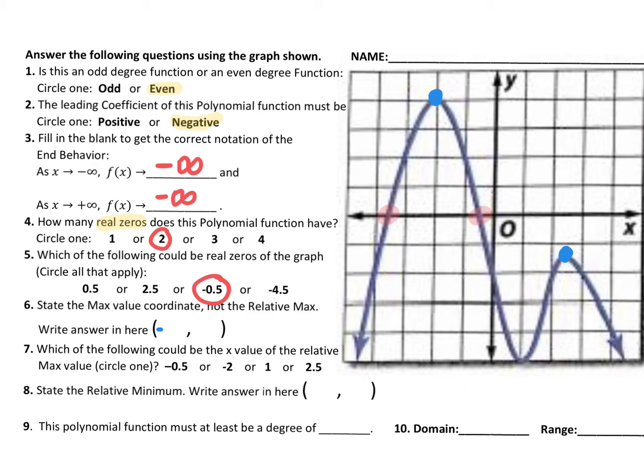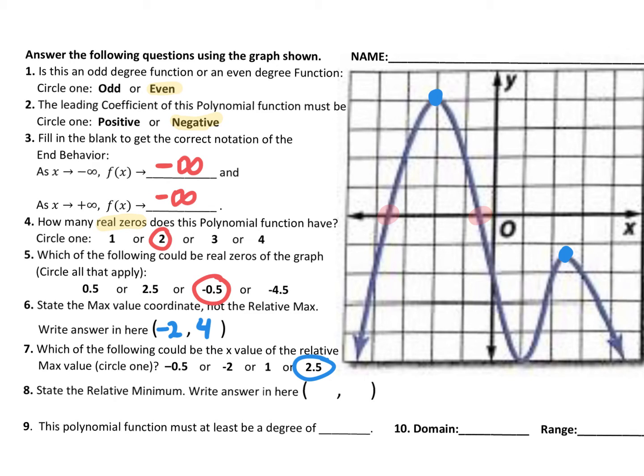Coordinate negative 2, 4, right? There we go. Which of the following could be the x value of the relative max value? So here's a relative max. What's the x coordinate? 2.5. Yep, 2.5 sounds good. So let's circle that one, 2.5.